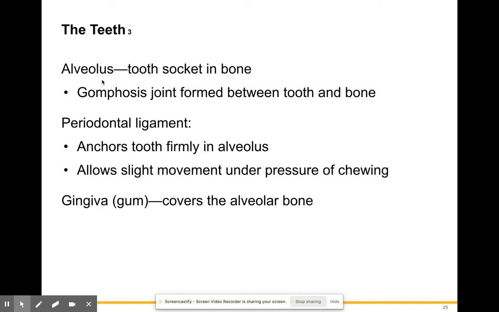The alveolus is the socket in the bone. So you have a jawbone, and there's a hole in the jawbone called the alveolus. And that's where the tooth sits in. The joint that it produces.